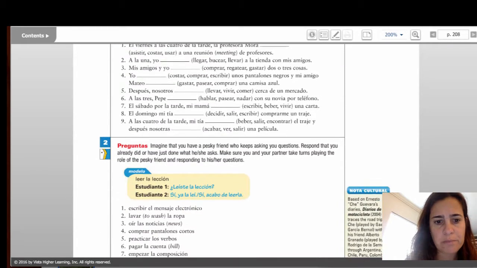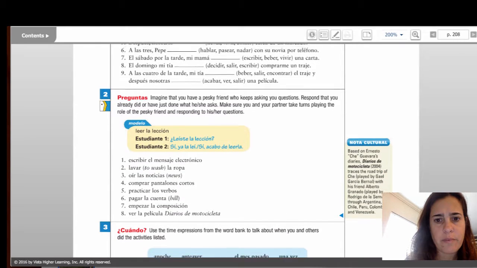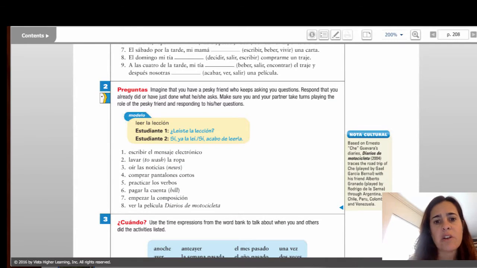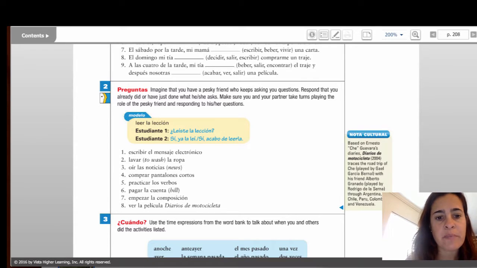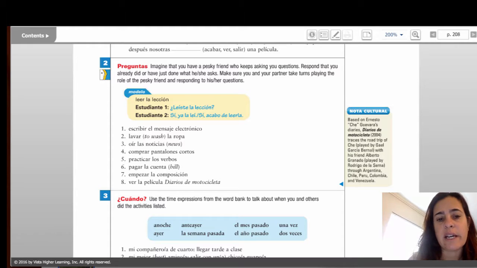In here, it says, imagine that you have a pesky friend who keeps asking you questions. Respond that you already did or have just done what he or she asks. Make sure you and your partner take turns playing the role of a pesky friend and responding to his or her questions. We will do this in class, but the idea is that with the information they give you, you'll be able to conjugate the verb in pretérito in order to ask a question, and then you will be able to answer the question.